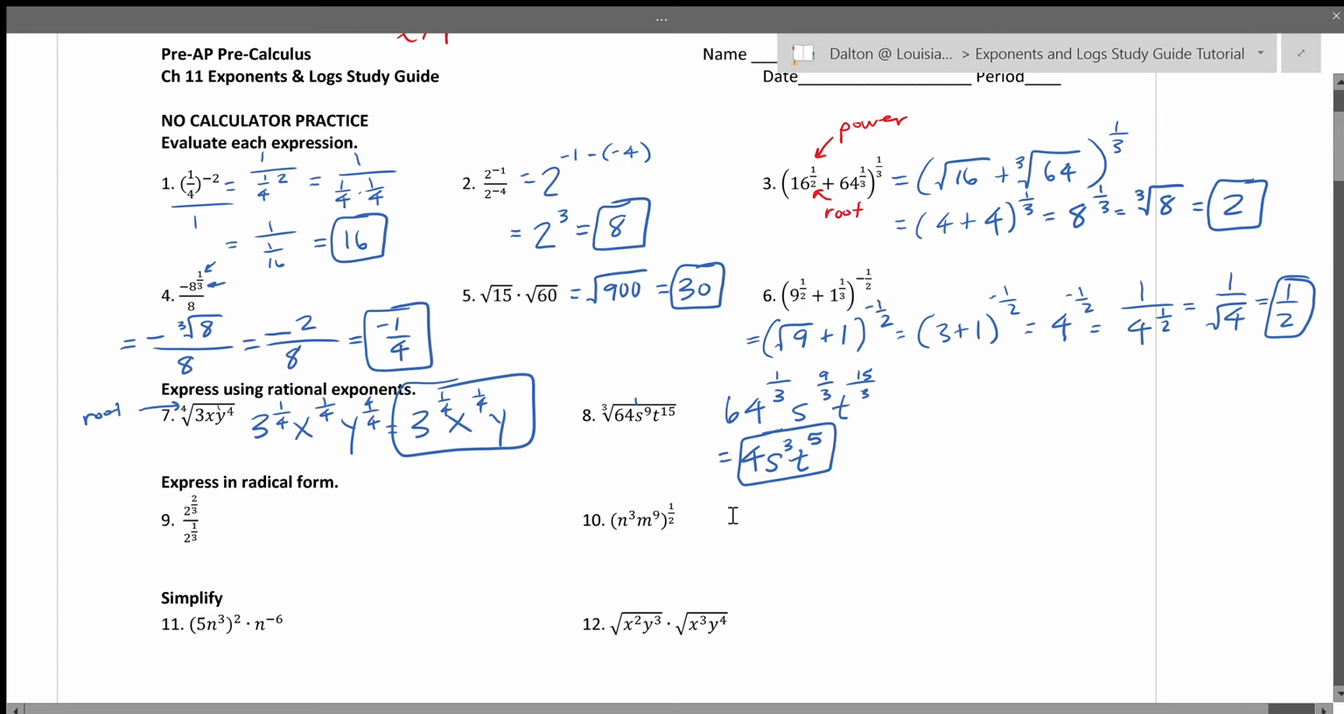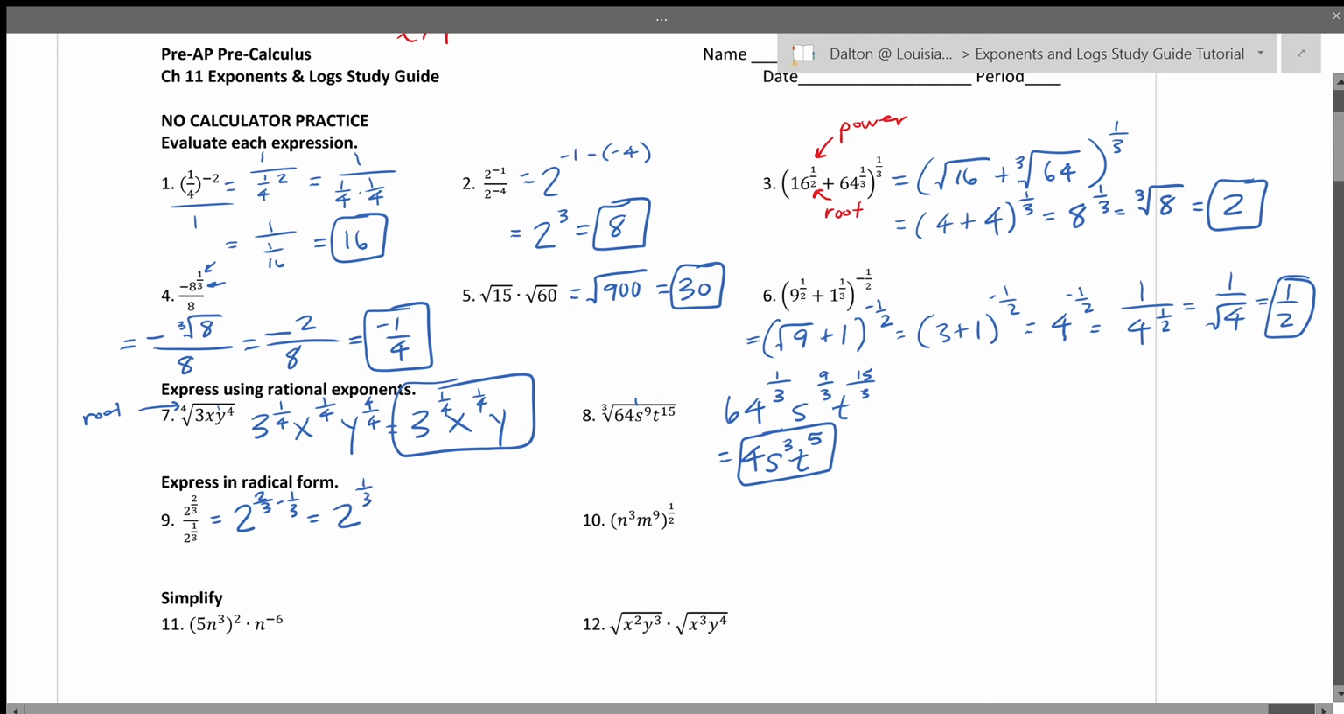Kind of like over here how we simplified things. That's what we want to do. So again, we can use our exponent rules. We have two numbers with a base of 2, which means when we're dividing numbers with the same base, we can subtract their exponents. So this would be equivalent to 2 to the 2/3 minus 1/3 power. Well, 2/3 minus 1/3 is just 1/3.